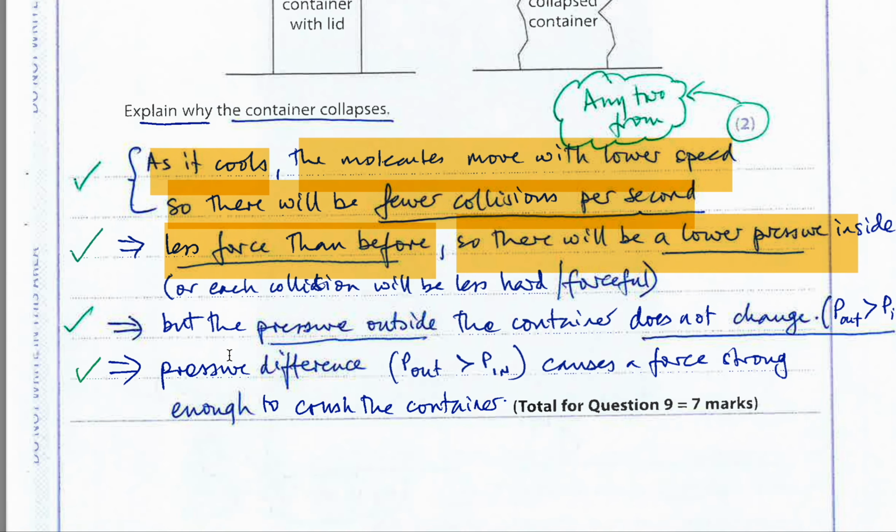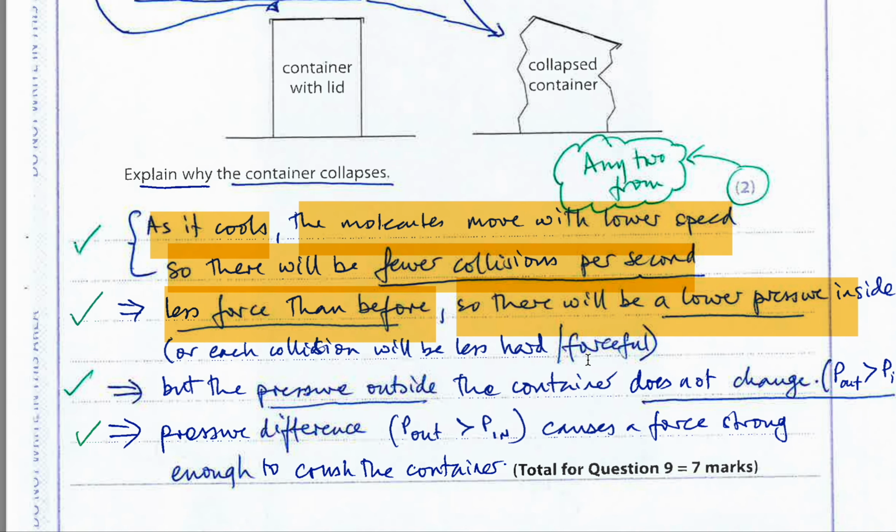But the pressure outside the container does not change because it's not affected by what's happening in the can. So now you've got a pressure difference between the outside and the inside. That pressure difference causes a force strong enough to crush the material of the container.